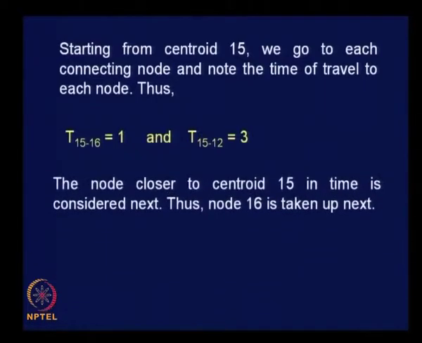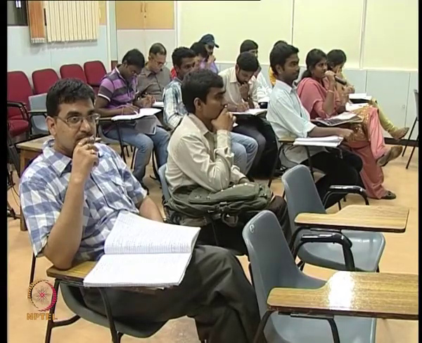And then the node closer to the centroid 15 in time is considered next. Why considered next? Why should we consider the node closer to the centroid first? Why not the node farther from the centroid first? Any response? It's the shortest distance to be calculated, sir.